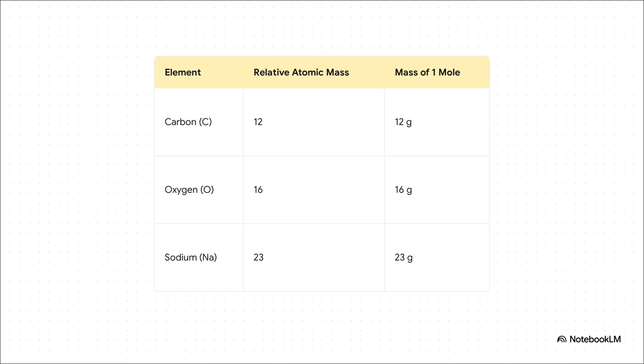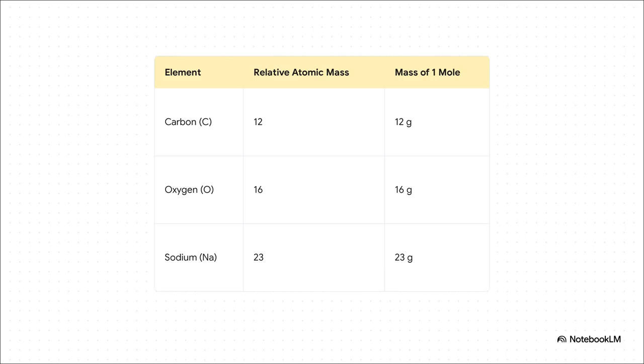Remember that relative atomic mass, that score we gave each atom? Well, get this. That number is also the exact mass in grams of 1 mole of that element. It's incredible. So carbon, with its relative mass of 12, well, 1 mole of carbon atoms weighs exactly 12 grams. Oxygen has a relative mass of 16, so 1 mole of it weighs 16 grams. See? It perfectly connects our made-up relative scale with the real-world scale in the lab.